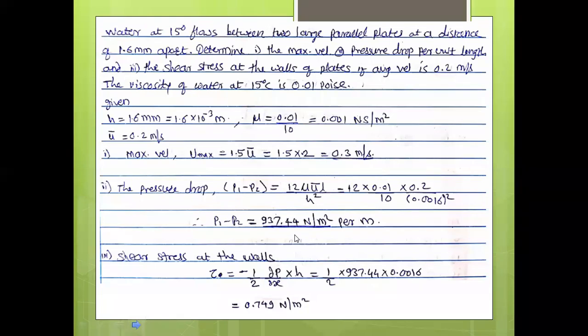I have found this P1 minus P2. Now, what will be the unit of P1 minus P2? It is per unit length. So the unit will be Newton per meter square for the pressure drop, and for the length, per meter length, that we have to write down there. Newton per meter square per meter length.